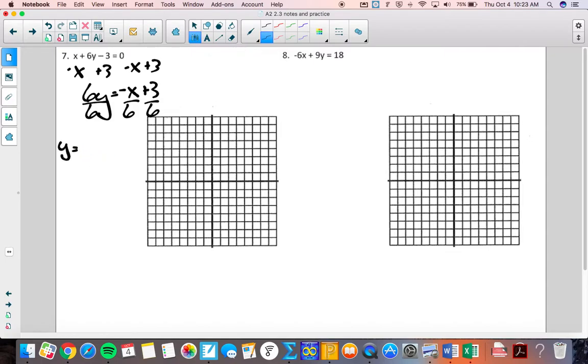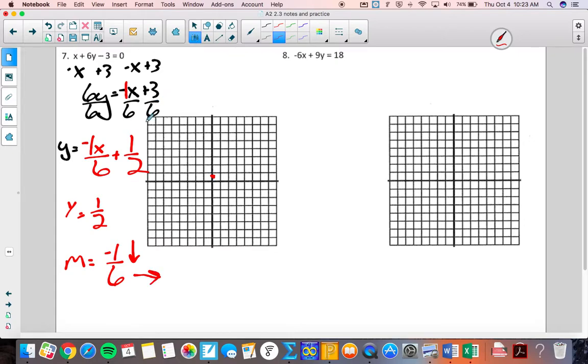So y equals, I'm going to slide a 1 right here. I'll do it in red. It's the same as negative 1x, right? So y equals negative 1x over 6 plus 1/2. 3/6 is 1/2. So my y-intercept is 1/2. So that's halfway up. And then my slope is negative 1/6, which means go down 1 and right 6. By the way, folks, you could have written this with the x off to the side. I'll show you what I mean.